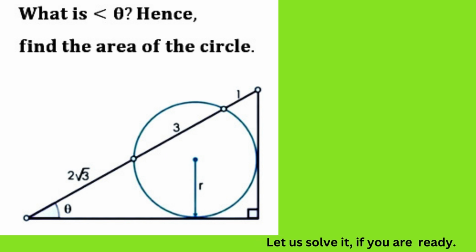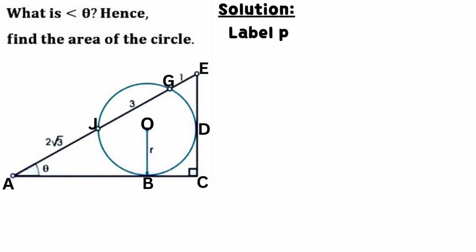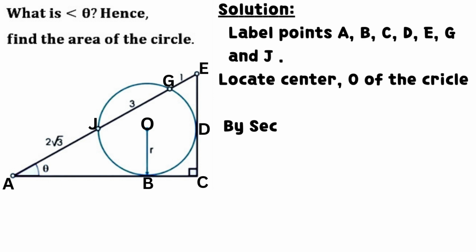What is the value of angle theta? Hence, find the area of the circle. Label points A, B, C, D, E, G, and J.